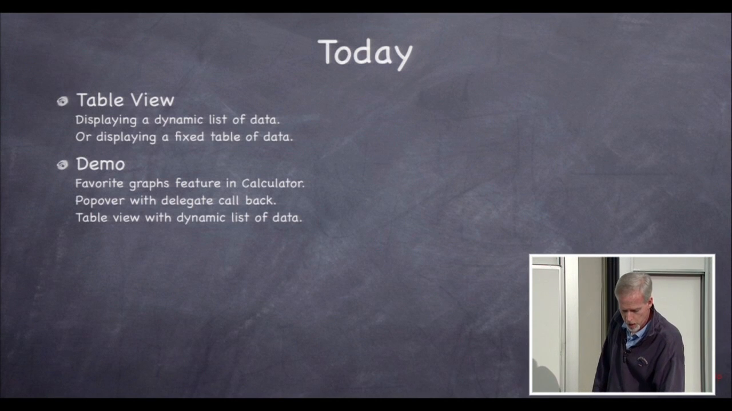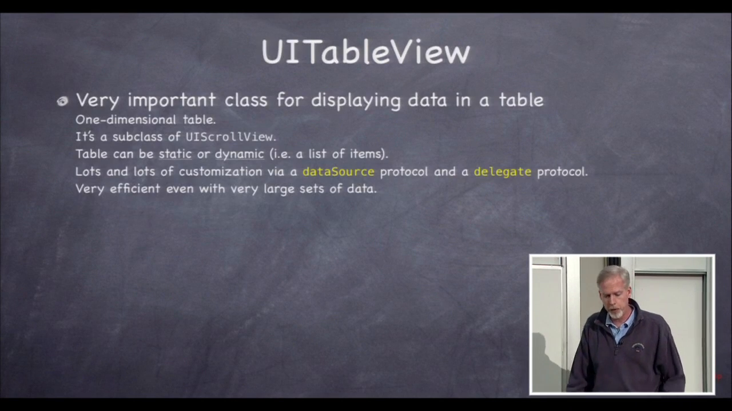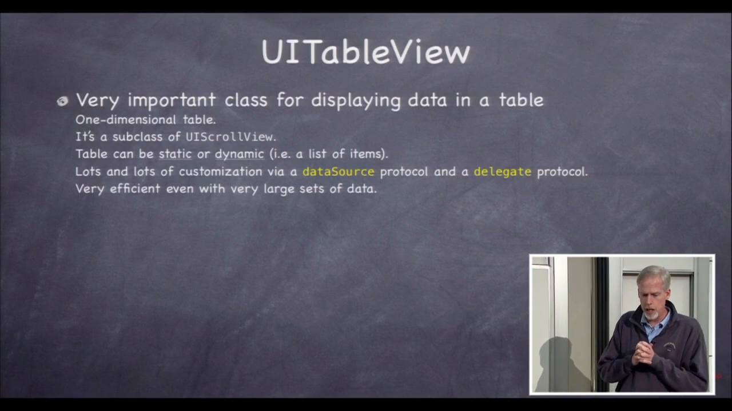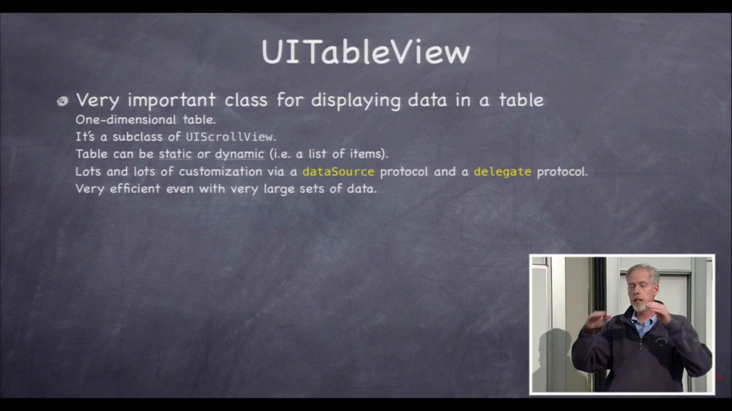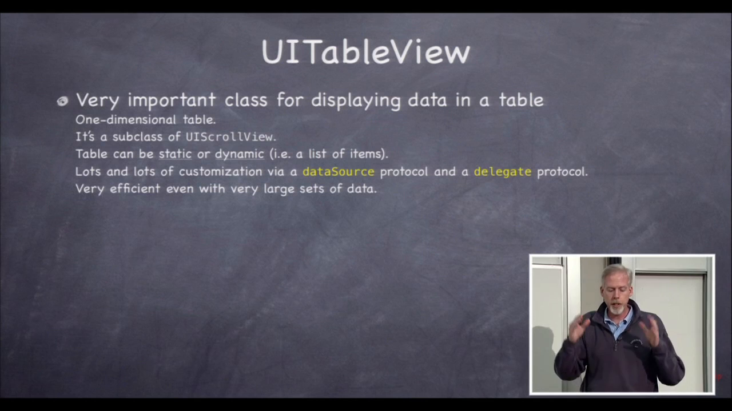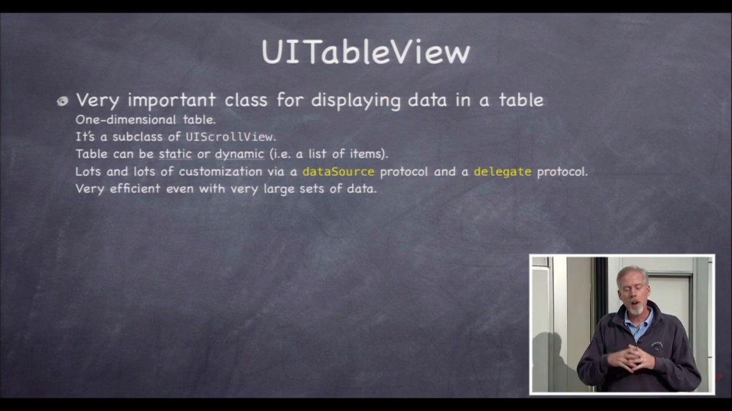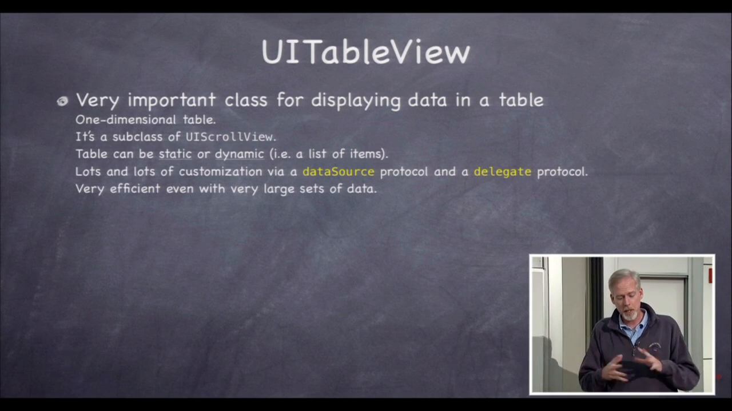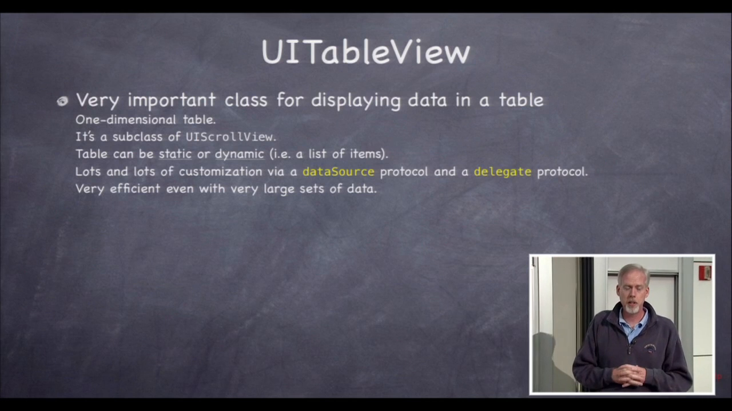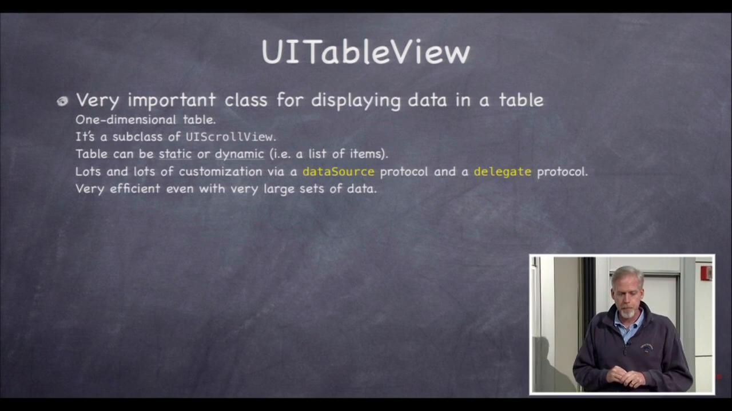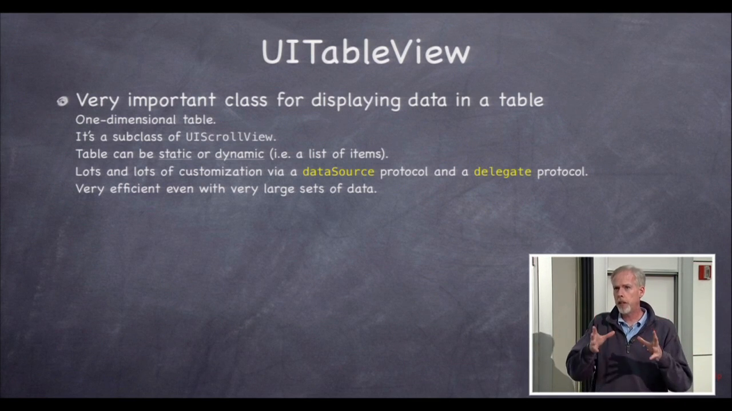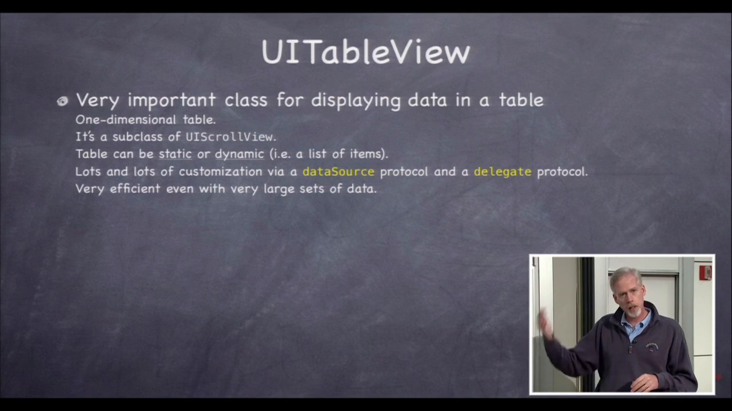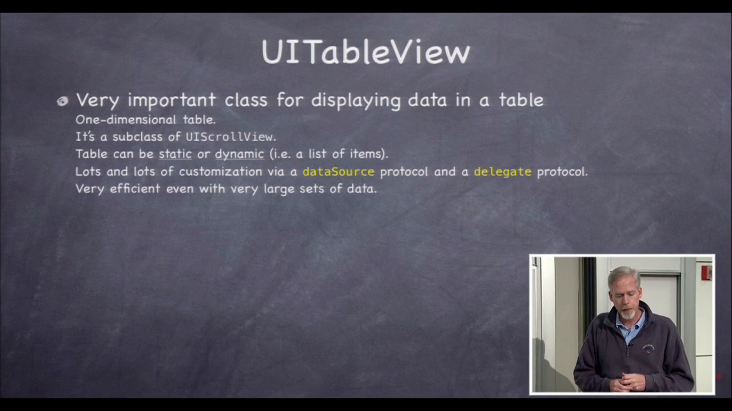Okay. All right, so table view. It's a one-dimensional table. It's called a table, and people think of a table as a 2D table, rows and columns. But really, it's one-dimensional, or 1.5-dimensional, we sometimes say about table view because of sections, and you'll see that in a second. It's a subclass of UIScrollView, right? So it's a scrolling list, and it can be static or dynamic. Static meaning the thing's fixed. Dynamic means it's a list of items that's pulled from somewhere.